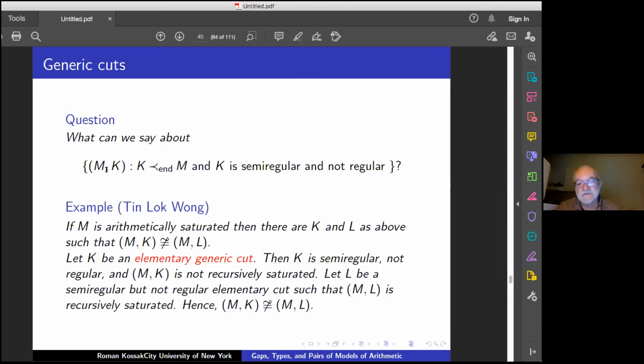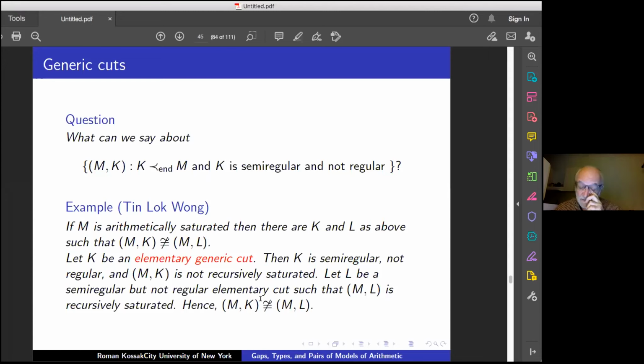And we know that we can do it in the case when the model is arithmetically saturated. So we assume that M is arithmetically saturated. Arithmetically saturated means that the standard system is closed under arithmetic definability. It's a model of ACA0. And so I will show you K and L that are both semi-regular and not regular, but the pairs are not isomorphic. How are we doing this? This will be by using some heavy artillery.